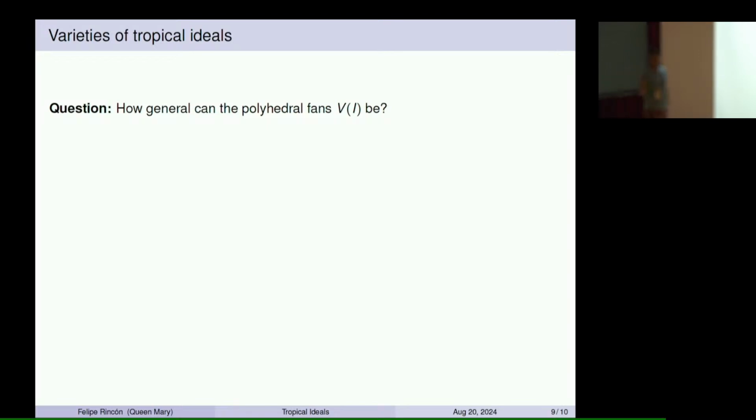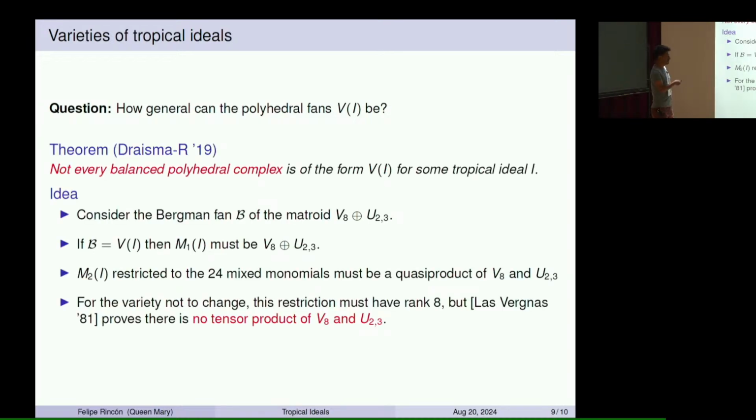One question I had at some point is how general can the varieties of these ideals be? We proved that whenever you have a tropical ideal, one of these towers of matroids, the variety has to be a balanced polyhedral fan, a finite dimensional polyhedral object. But if I give you any balanced polyhedral object, is it possible that it's the variety of some ideal? It turns out the answer is no. This is something that we did with Jan Draisma a few years ago. Not even for Bergman fans of matroids, not even for matroid fans if you take a non-realizable matroid. So not every balanced polyhedral complex has the form V(I). And just because I'm running out of time, let me tell you quickly a bit.